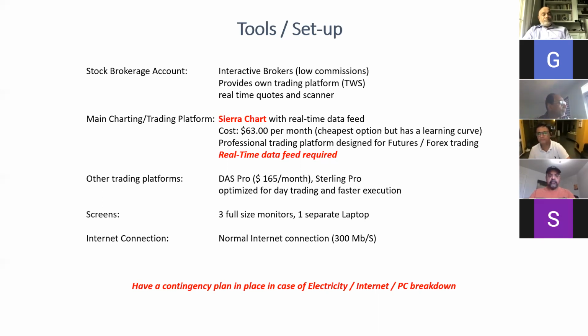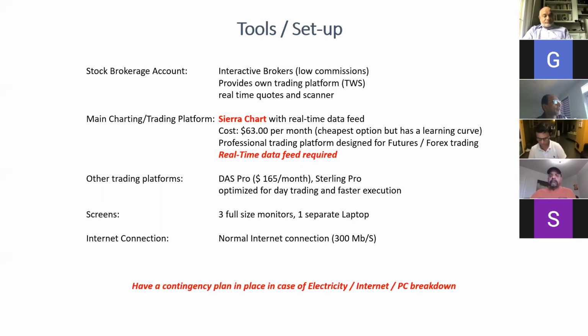There are some other good trading platforms available like DAS Pro and Sterling Pro. Their cost is $165, $150, around that range. They are really optimized for day trading and faster execution with stocks in mind. I use 3 full-size monitors, 20-inch each, and one separate laptop. Why I use a separate laptop, I will describe in detail later on.